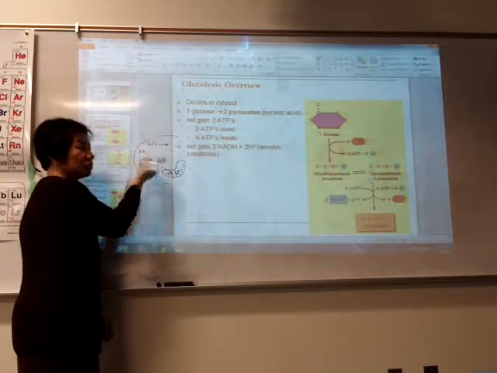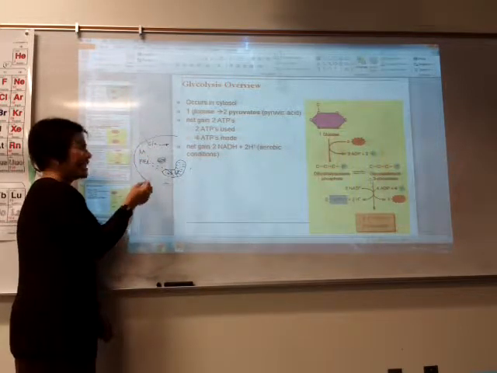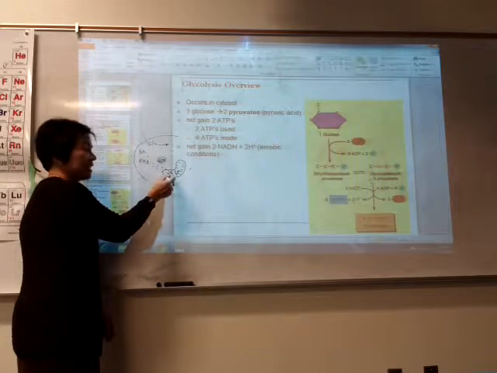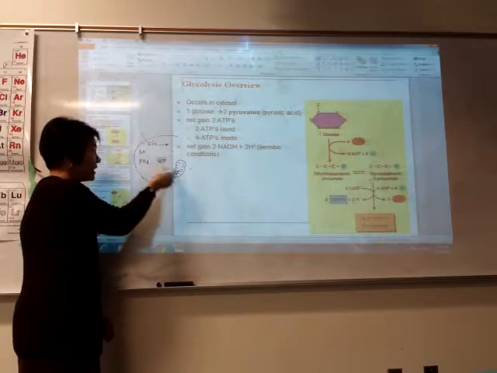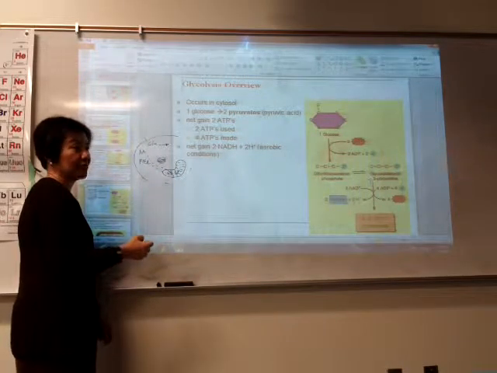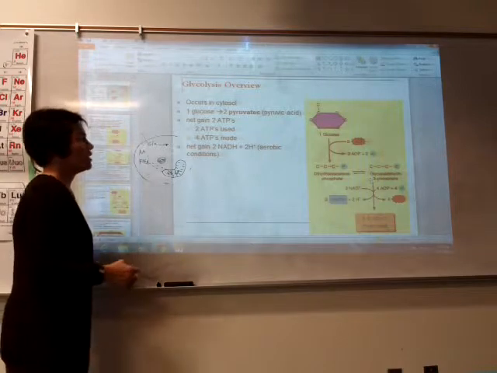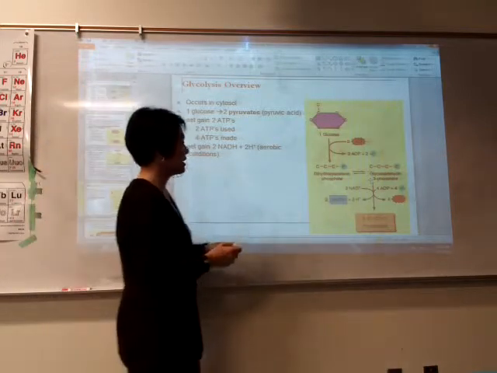For these two, there's no enzyme that meets them. The enzyme to break them down is here in the mitochondria, so they still have to go there. Okay? So the first step is called glycolysis.